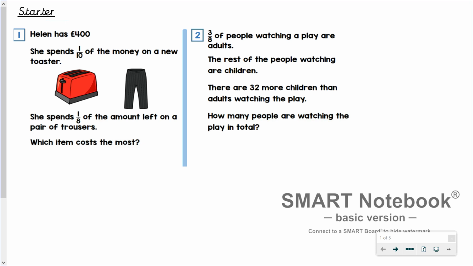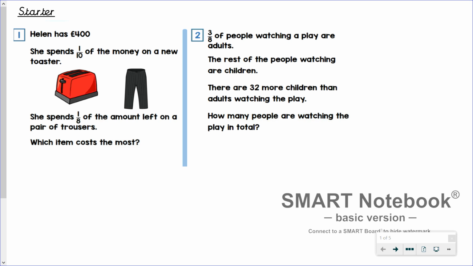So, as usual, we're going to get your mathematical minds working by doing a couple of starter questions. These ones involve playing with fractions, which is something we did last term. So I want you to try and remember the rules of fractions and what we're going to do. Second one, especially, you might need to think logically about what you're going to do.